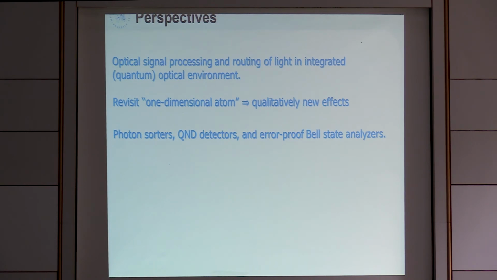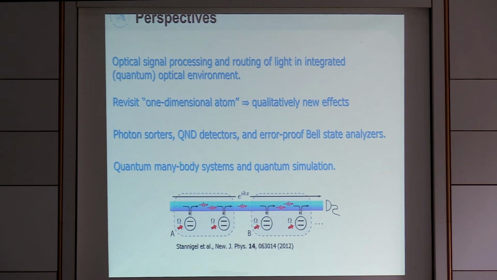I didn't talk about the nonlinear behavior of this quantum optical circulator, but since it's based on a single atom, it is also nonlinear at the level of single photons, and this nonlinearity can be used to realize photon sorters, quantum non-demolition measurements of light, and error-proof Bell state analyzers. And actually this chiral coupling of atoms to a single bosonic mode also gives rise to interesting new quantum many-body systems where the two-level systems are talking to each other via a waveguide. However, it's always only the left atom that is talking to the right atom, but the right atom cannot send information back to the left atom. And this actually gives rise to interesting new phases of quantum many-body systems.